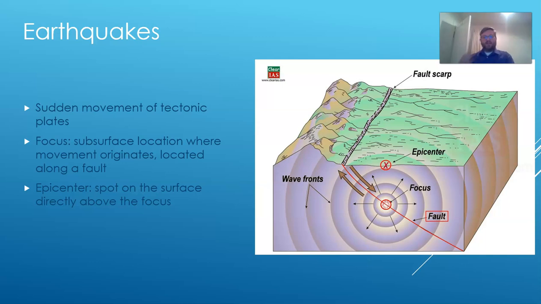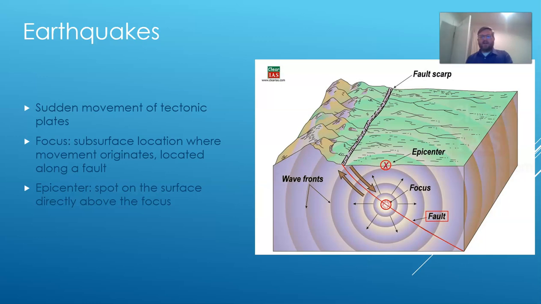This is the location where the movement that the earthquake consists of originates from. So the spot where this movement is actually happening is called the focus of the earthquake. It's usually somewhere deep beneath the surface of the Earth. So it's located along the fault line that separates our two tectonic plates. But it's somewhere deep beneath the Earth where that movement is actually originating from.